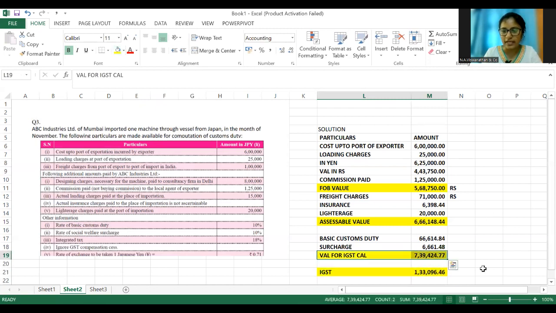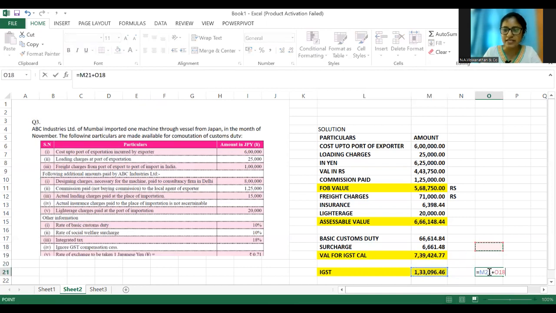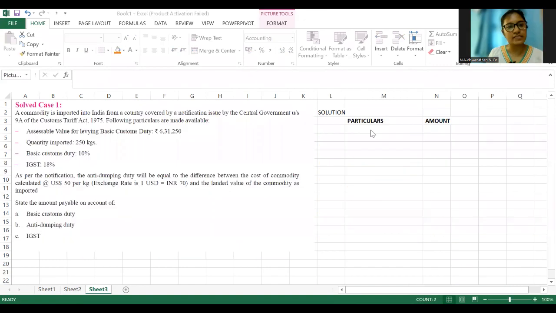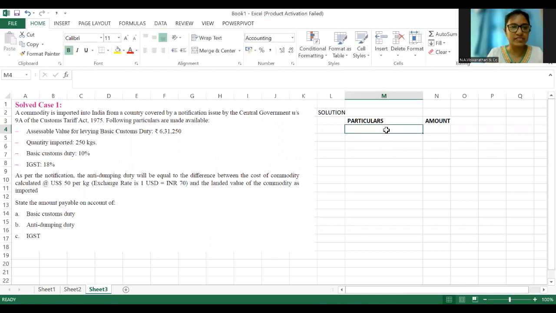And hence the total duty will be IGST plus basic customs duty and surcharge. This is our total duty. Total duty payable. This case study is about calculation of anti-dumping duty as well. So we will approach the case study and see the solution.